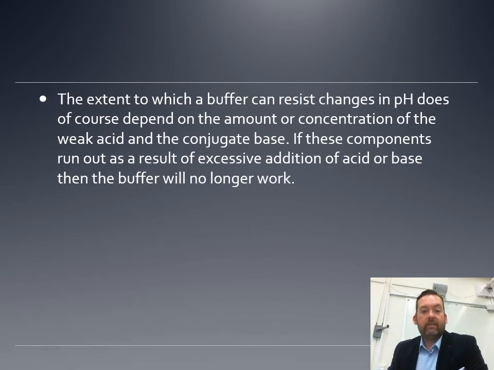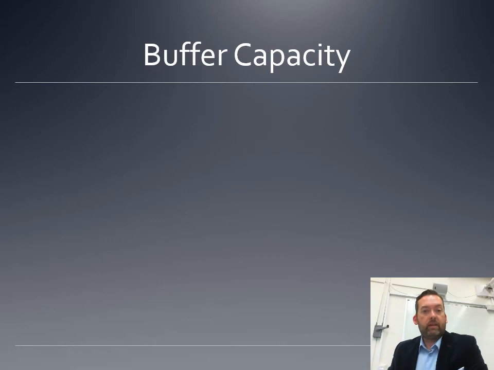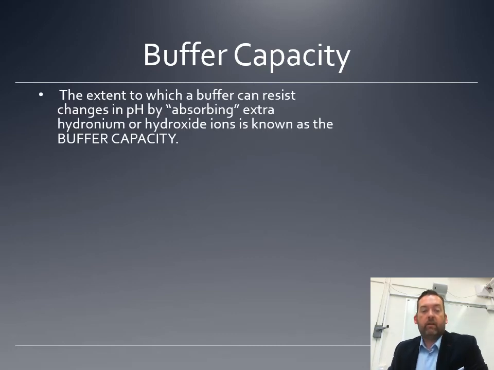So the extent to which a buffer can resist changes in pH, of course, does depend on the amount and the concentrations of the weak acid and its conjugate base. If the components run out as a result of excessive addition of acid or base, then the buffer no longer works. So that all comes under something called buffer capacity. So it'll stop working once the weak acid or its conjugate base run out. Buffer capacity depends on two factors.